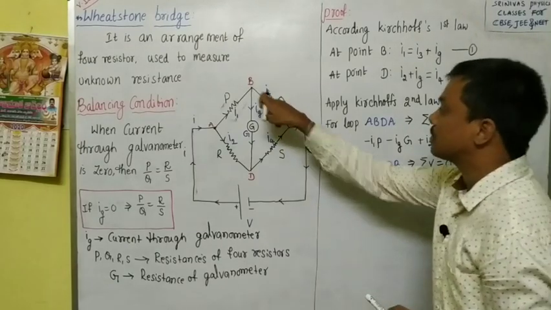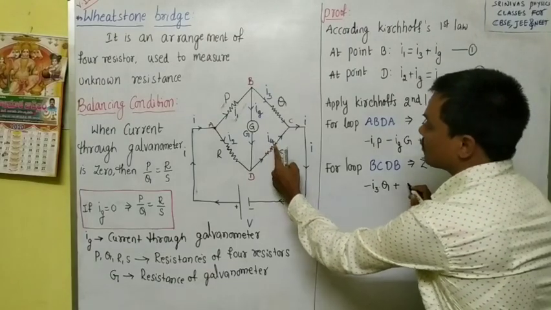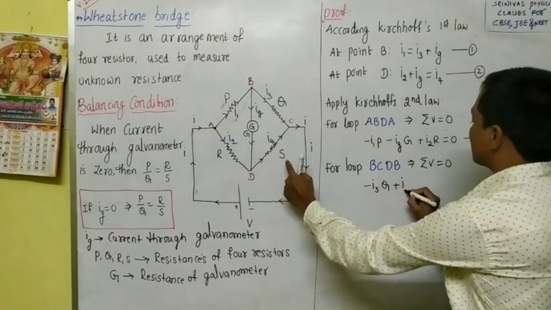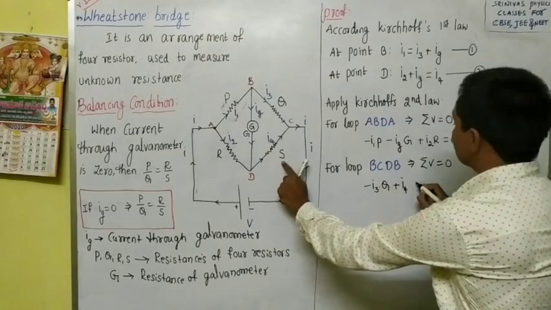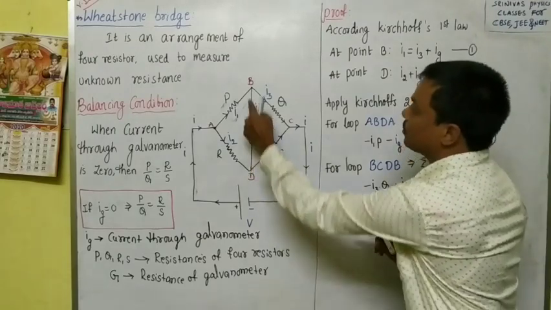If you go in the direction of the current, negative. Opposite direction of the current, positive. What is the potential difference? C to D potential difference: current into resistance. Current is I4 here. What is the resistance here? S, right? Next, finally I am traveling from D to B.